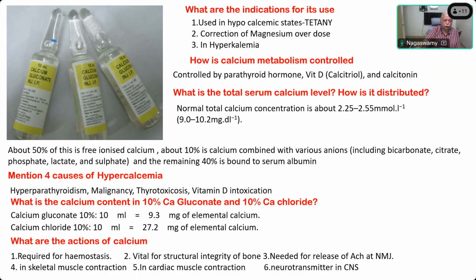First and foremost, you must remember it is important for clotting. Second is the integrity of bone. The third is neuromuscular junction. Fourth is the contraction of both skeletal and cardiac muscle, and as a neurotransmitter in CNS.